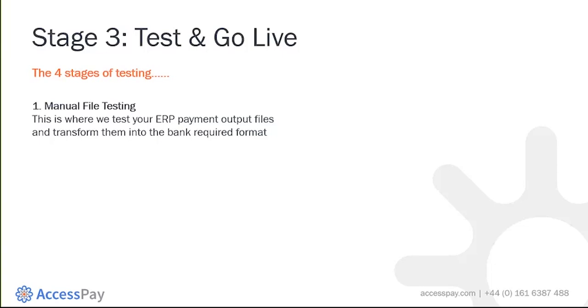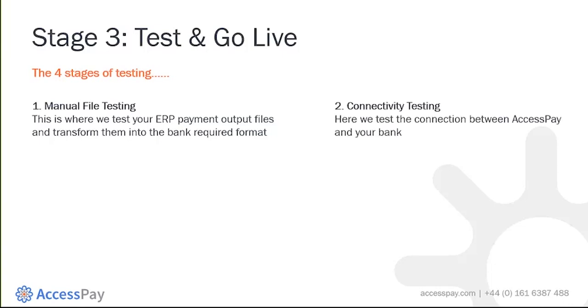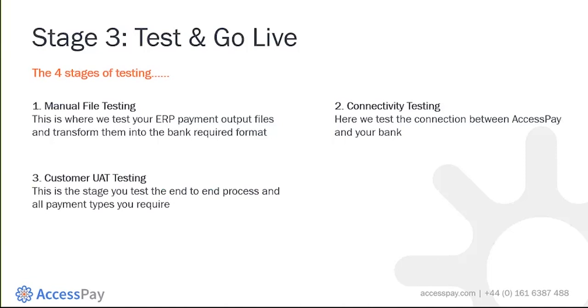Once we're happy and we've got sign off that the manual file testing has come back positive and we're good to go, we will then proceed with connectivity testing. There will be no input required from you, the customer, at this point. Connectivity testing is basically ensuring that we can deliver a file from Access Pay through to your bank, and that the build work we completed on the connection has been done correctly, and the bank can also return files to us.